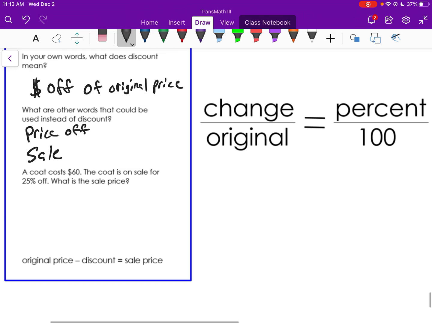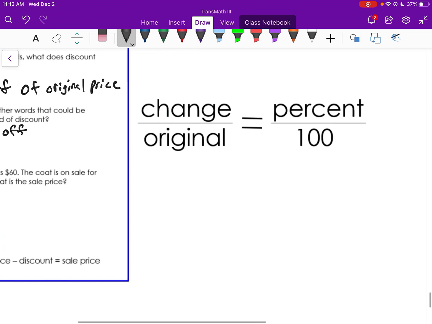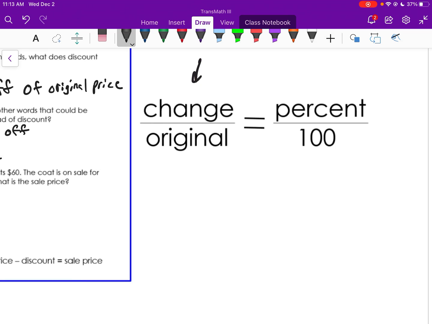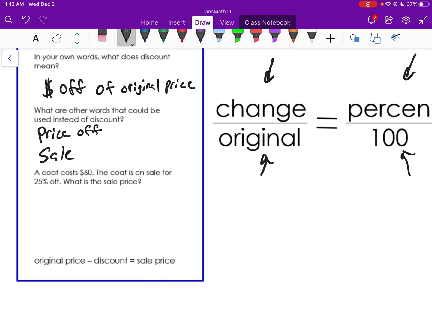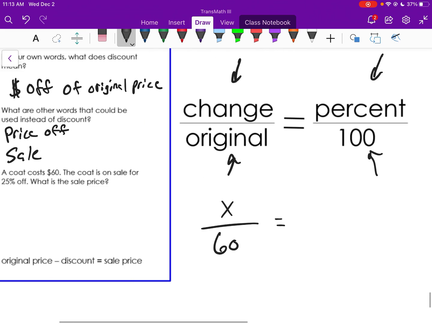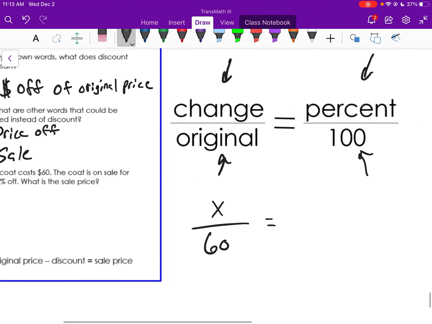Okay, so in this case, we're going to use this right here. The change in price over the original price is equal to the percent off over 100. Percent is always over 100. So in this case, we don't know the change in price, so we're going to represent that with a variable. Now, the original price of this coat was $60, so we're going to set that equal to the percent over 100. We said it was 25% off, so 25 over 100 is that percent. We're just representing 25% as a fraction.